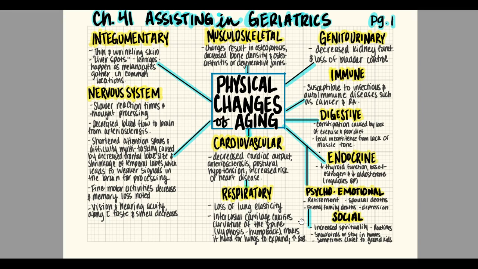Respiratory changes include loss of lung elasticity. Intercostal cartilage starts to calcify, curvature of the spine happens, and that is called kyphosis, which is humpback. You'll notice that a lot of the older population starts to have a little bit of a humpback. That kyphosis, or the humpback, makes it hard for the lungs to expand fully, and that results in an increase in the shortness of breath.